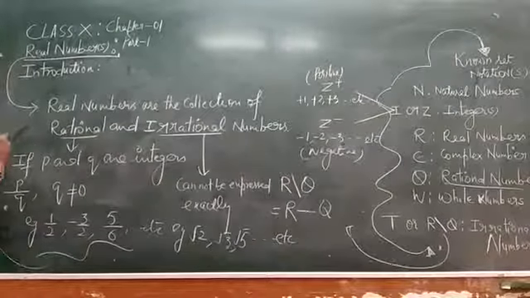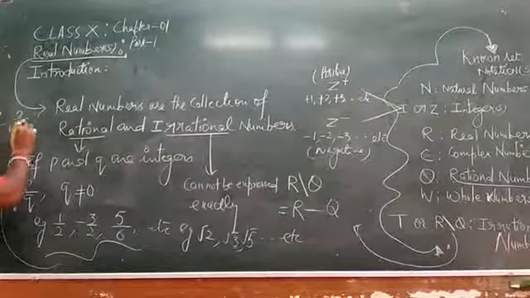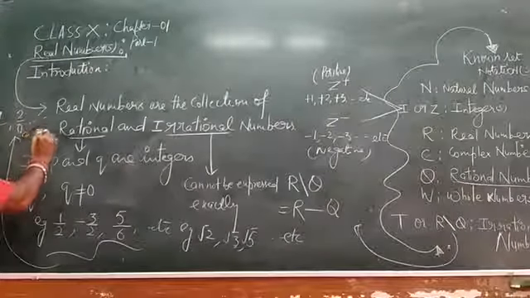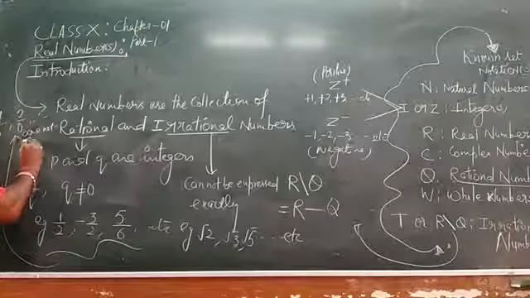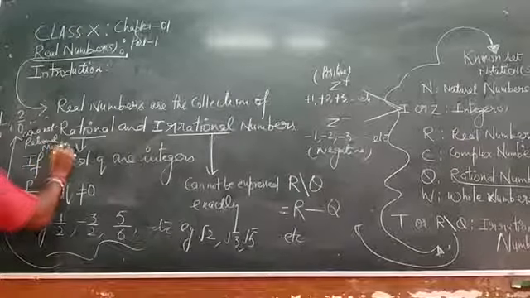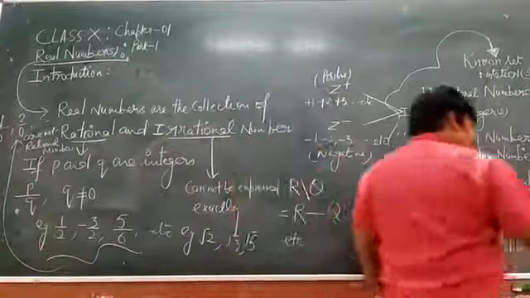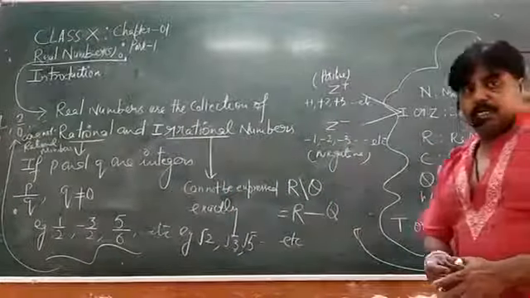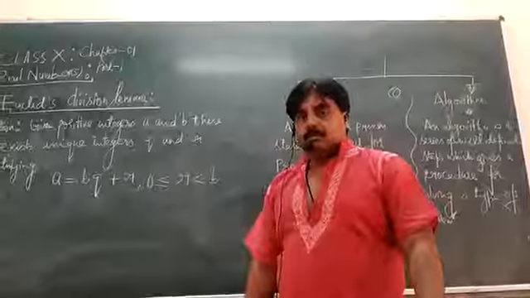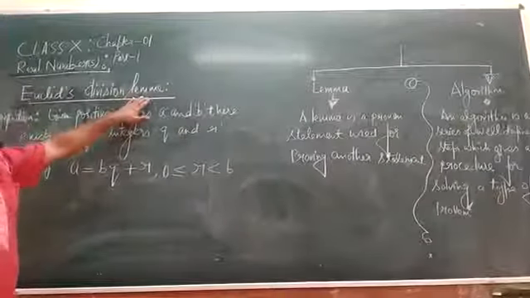Now which numbers are not rational? For instance, 1 over 0 and 2 over 0 are not rational numbers. So these are a few things which you must know. And next we will discuss Euclid's division lemma. Okay. Now, what is Euclid's division lemma?